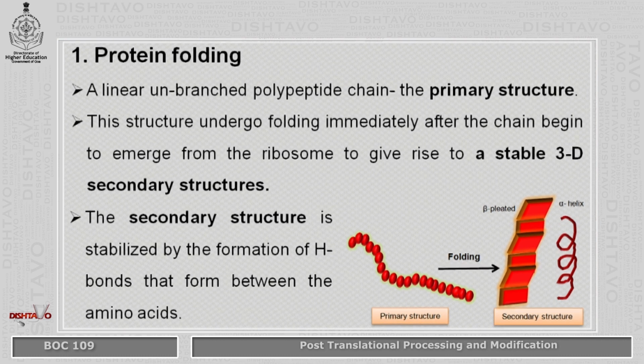This structure undergoes folding immediately after the chain begins to emerge from the ribosomes to give rise to a stable three-dimensional secondary structure. The secondary structure, that is beta pleated and alpha helix structure, is stabilized by the formation of hydrogen bonds that form between the amino acids.